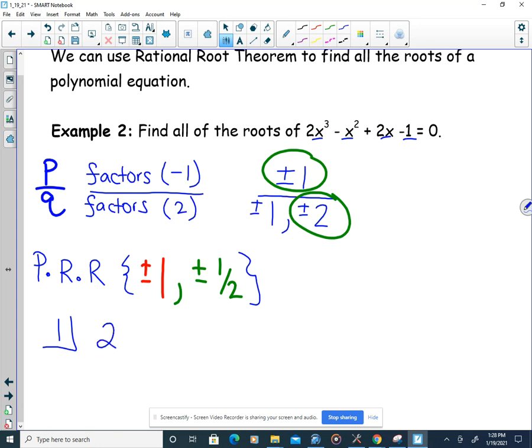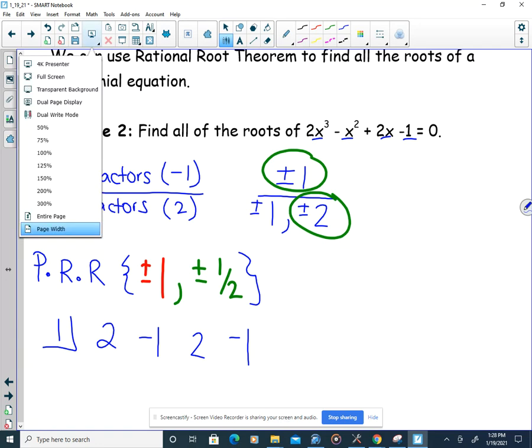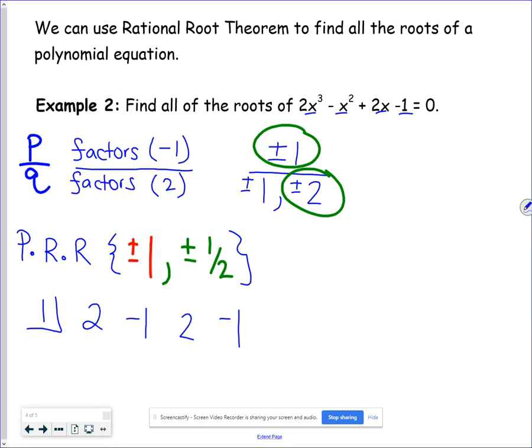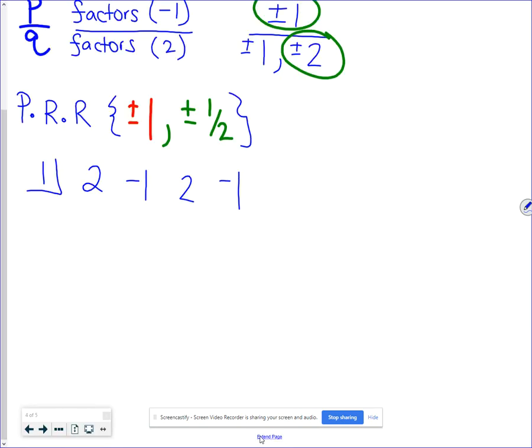2, -1, 2, and -1. Now, let's see if this is going to work here. So is 1 a root of this? How do I know if 1's a root? If I get a remainder of 0 when I use synthetic division.